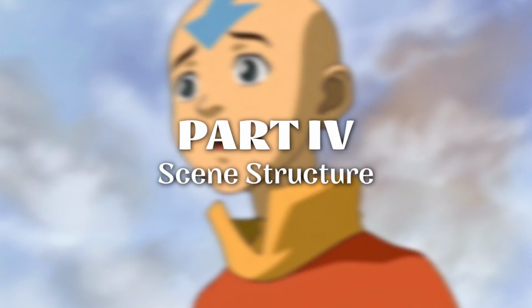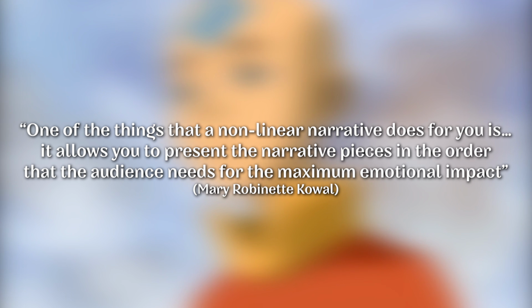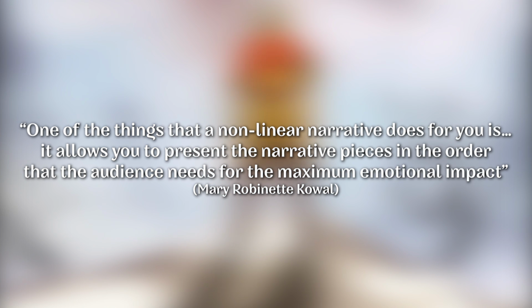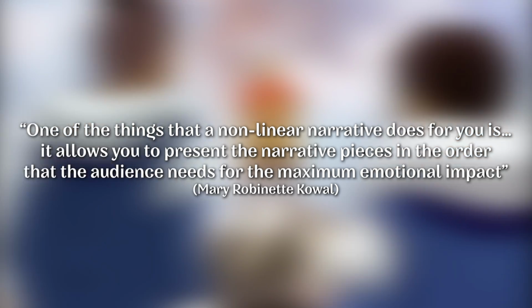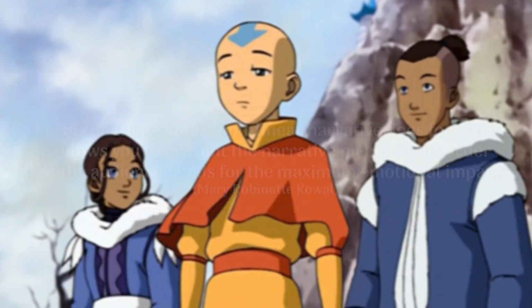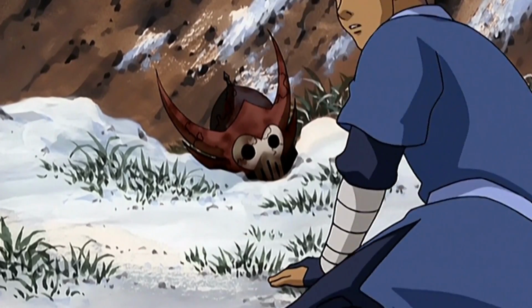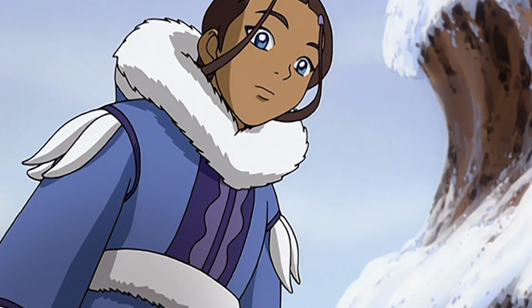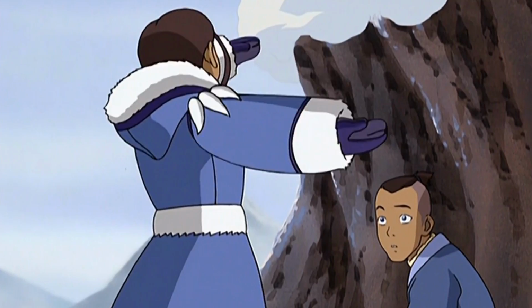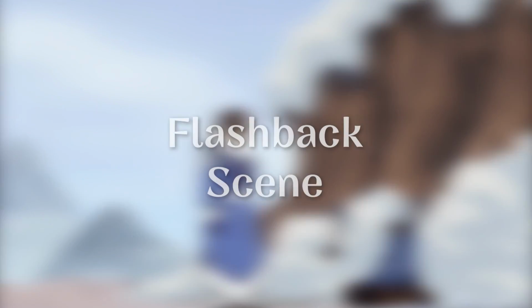But how you segue in that sense really doesn't matter if you get it right in terms of Part 4, scene structure. One of the things that a non-linear narrative does for you is it allows you to present the narrative pieces in the order that the audience needs for maximum emotional impact. Story structure is less about the chronology of your story and way more about controlling the order in which the reader experiences things. With this in mind, a common structure used for flashback scenes is placing them so that they comment on or give a deeper context to the front story scene either immediately before it or immediately after it.